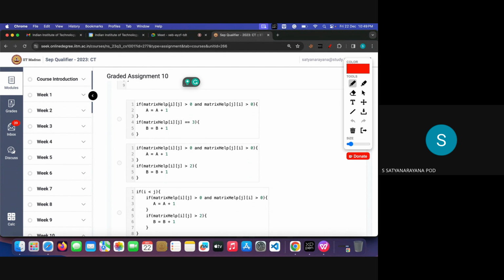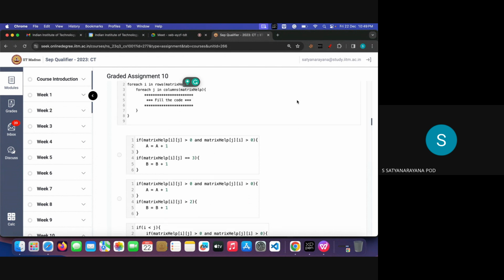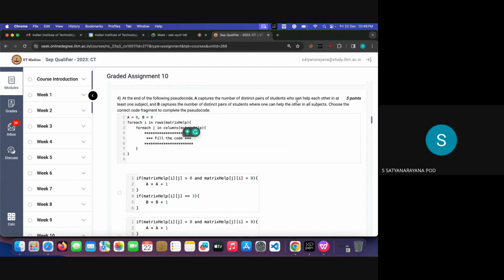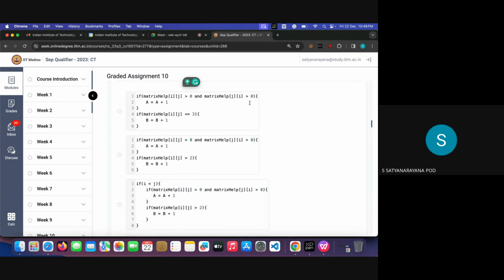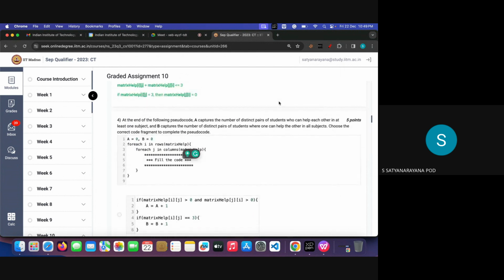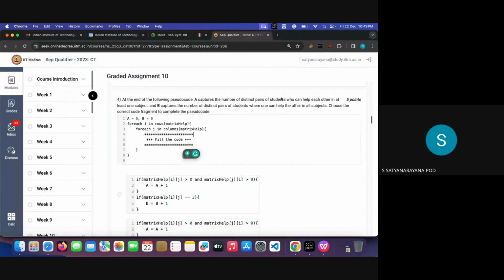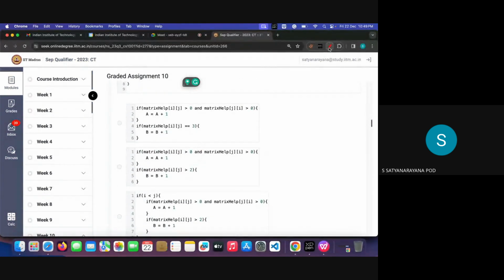But what exactly is here is, A is incrementing. As per the question, A has to be incremented if and only if who can help at least one subject. At least one subject means definitely more than 0. Yes. So A is increasing. But B has to be increased if and only if who can help all subjects. All subjects means 3. Yes.